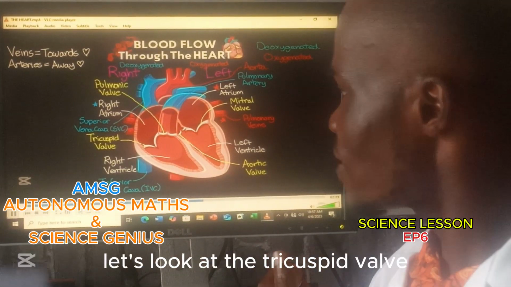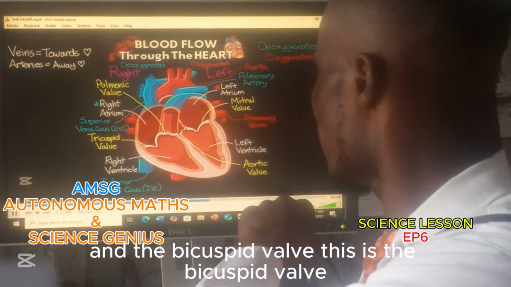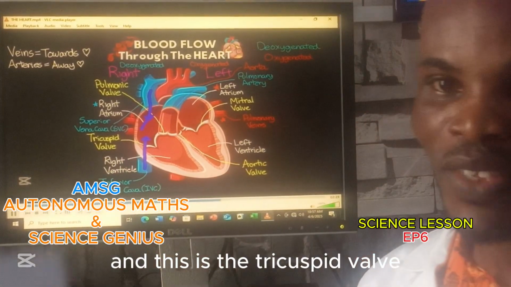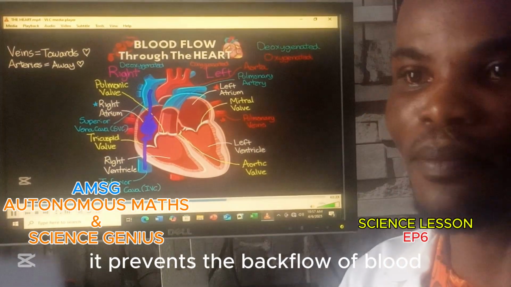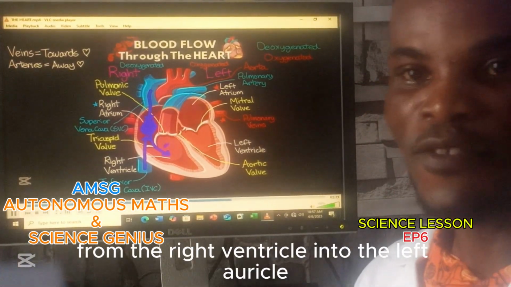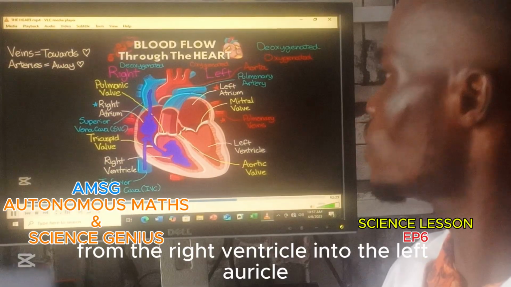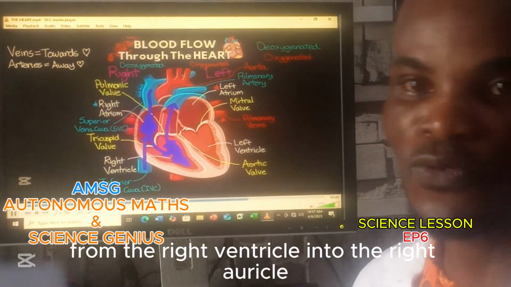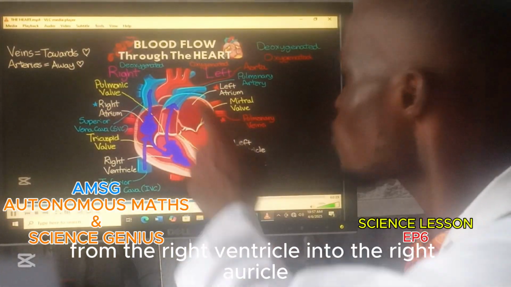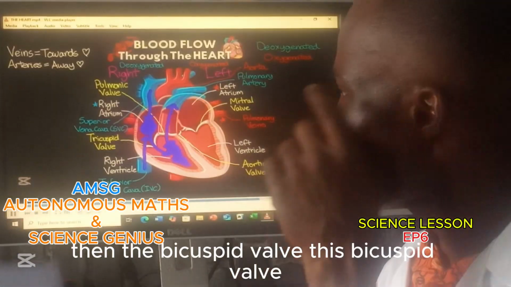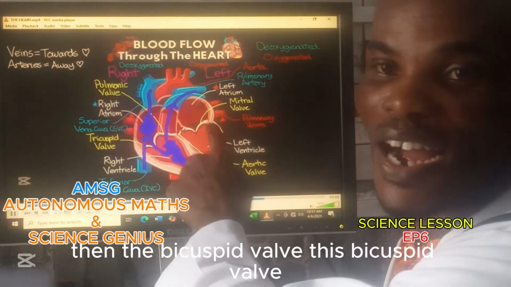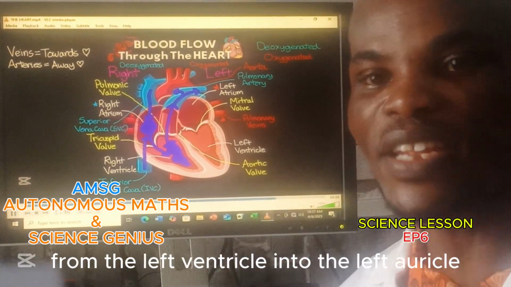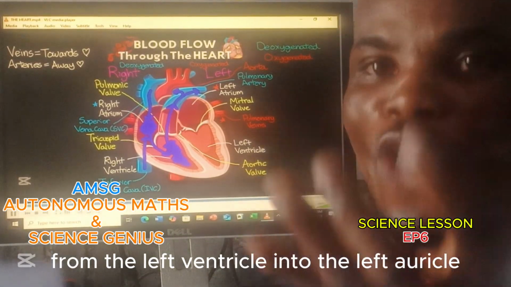So, let's look at the tricuspid valve and the bicuspid valve. This is the bicuspid valve and this is the tricuspid valve. Now, the tricuspid valve prevents the backflow of blood from the right ventricle into the right auricle. Then, the bicuspid valve, its function is to what? To prevent the backflow of blood from the left ventricle into the left auricle.